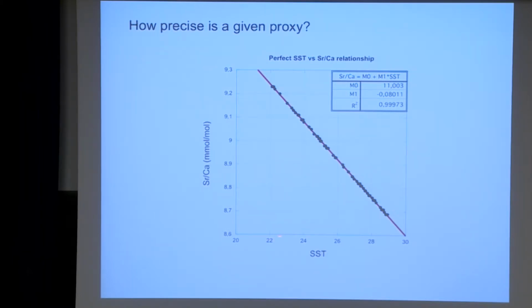Take some random numbers here between 22 degrees C and 29 degrees C. Take a random sea surface temperature. Use this equation to calculate the strontium-calcium ratio. And you do that a couple of times. Then, of course, they all fall on that straight line because I just calculated them too. Okay? And the R-square value is 1.